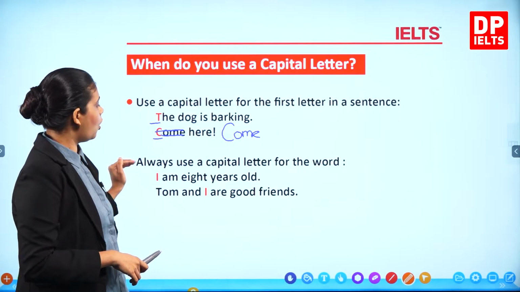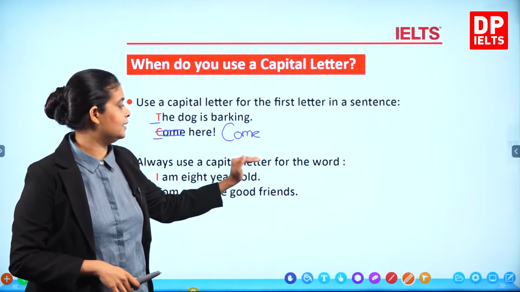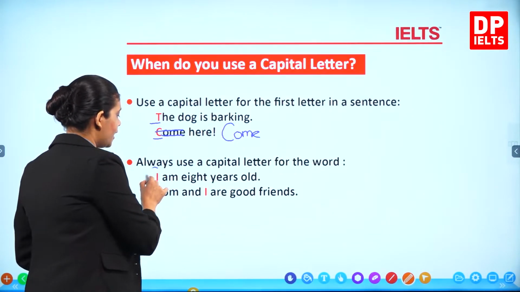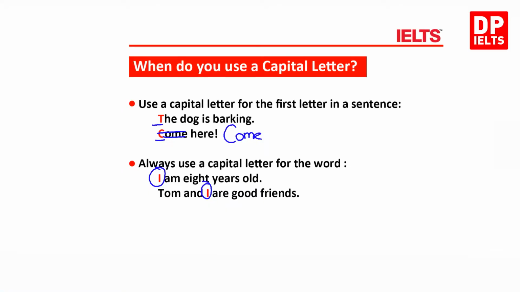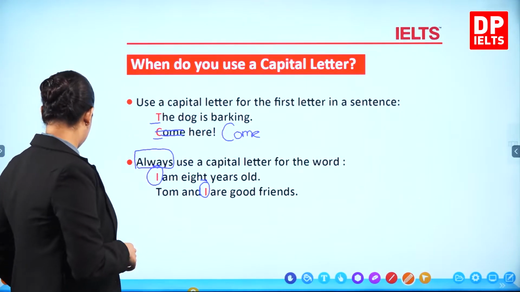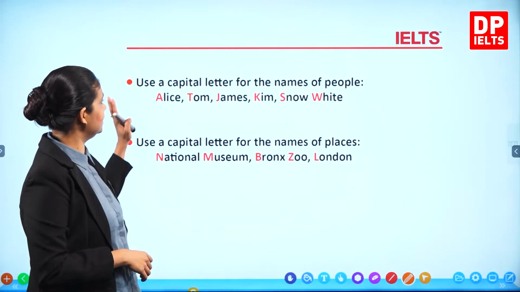Next one. Always use a capital letter for the word I. The I that refers to me or myself must always be a capital letter. I am 8 years old. My age is 8. Tom and I are good friends. Tom and I are good friends. The I that comes in such instances must always be a capital letter. Right. Let us have a look at the next one.